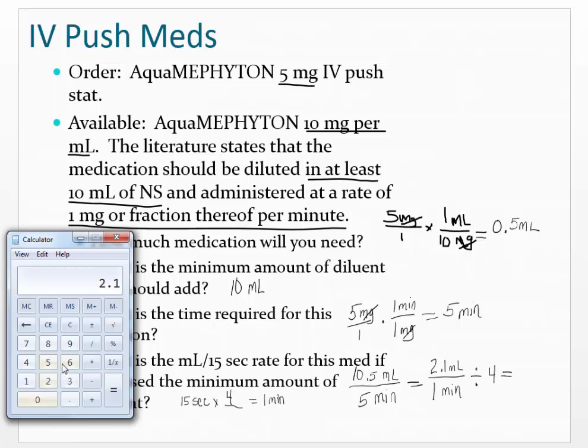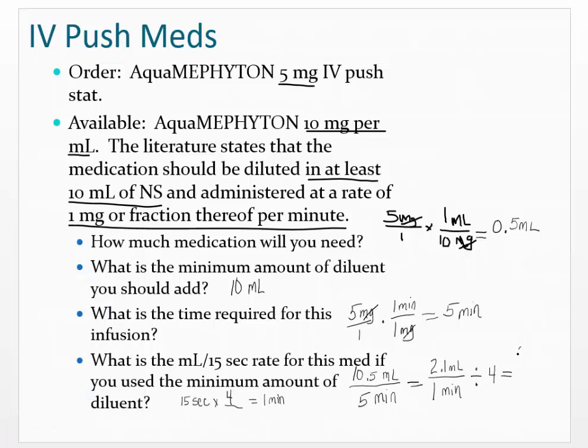Because if I divide it into 4 parts, one of those 4 parts should be given in 15 seconds. So I'll take my calculator, take this answer, and divide it by 4, because I want to give 1/4 of it in 15 seconds. And so I should end up giving about 0.525 milliliters every 15 seconds.